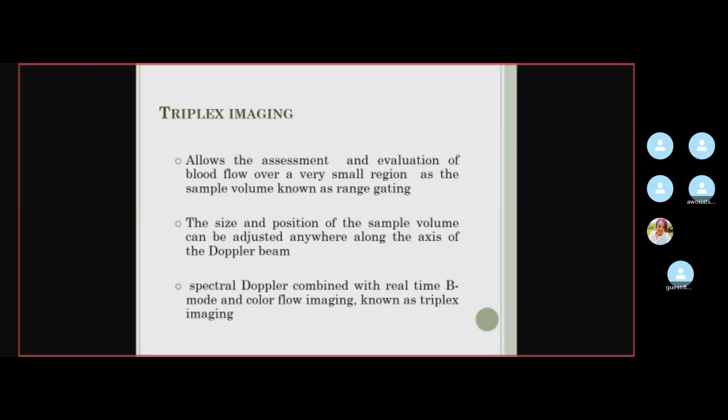Triplex imaging means we will scan with the real-time B mode image, color image, and combine it with spectral Doppler. So we are joining three things together, and so it is called triplex imaging. Here we get the assessment and evaluation of blood flow over a very small region, as the sample volume, that is the range gating, is very small. The sample volume can be adjusted along the axis of the Doppler beam, and in that way we get a triplex image.